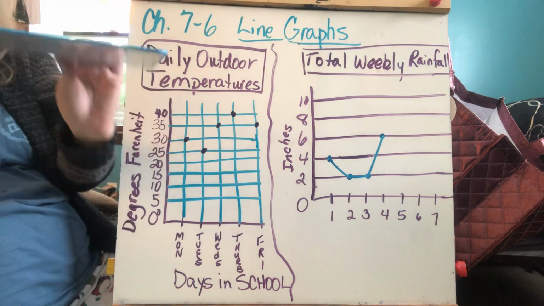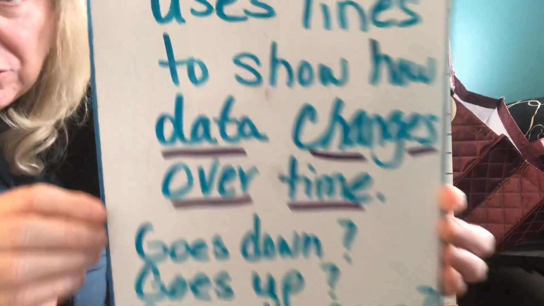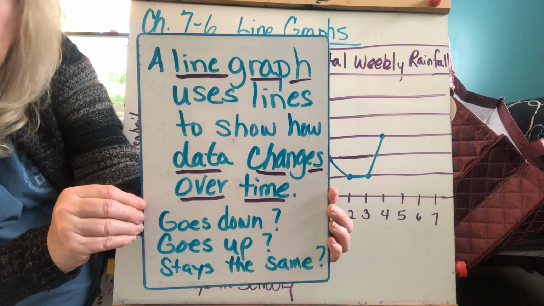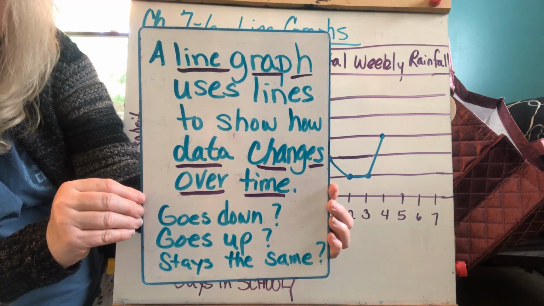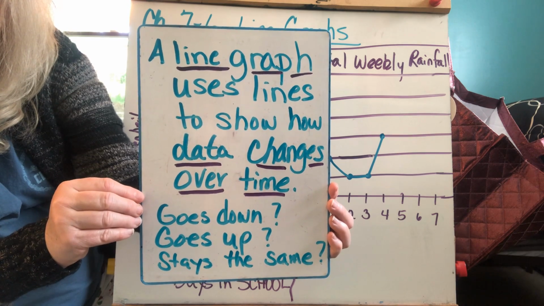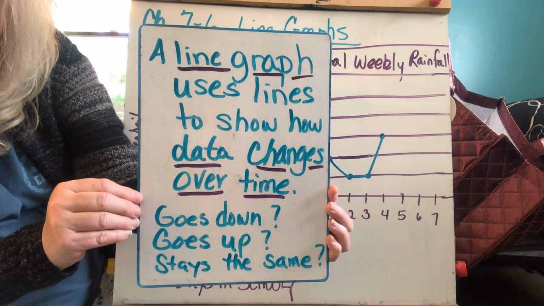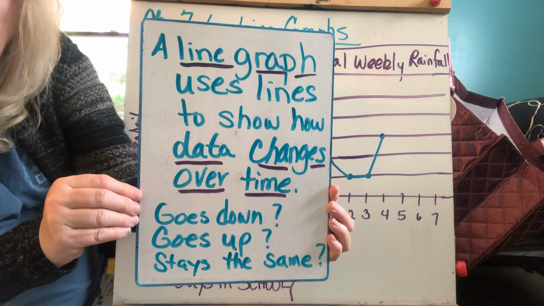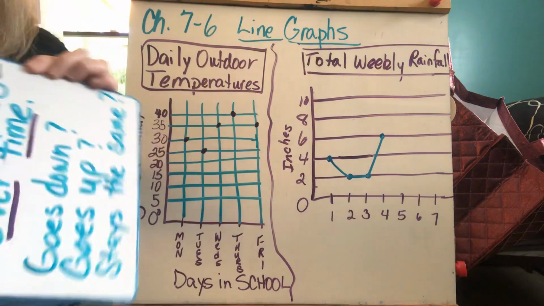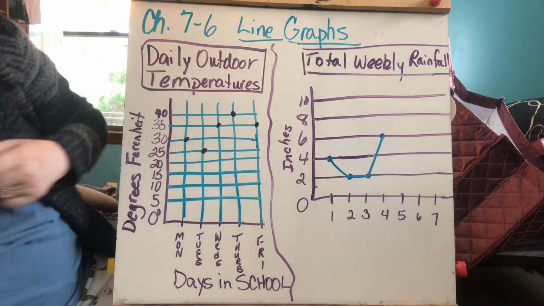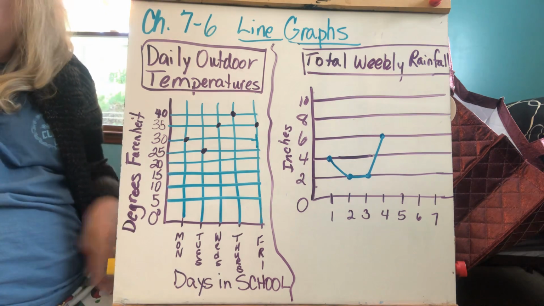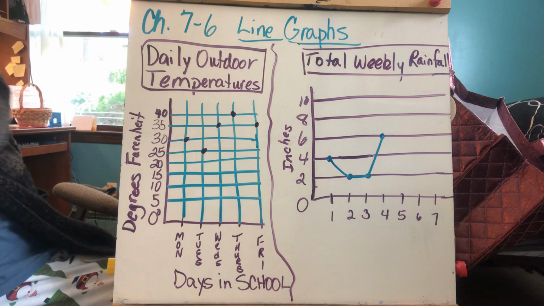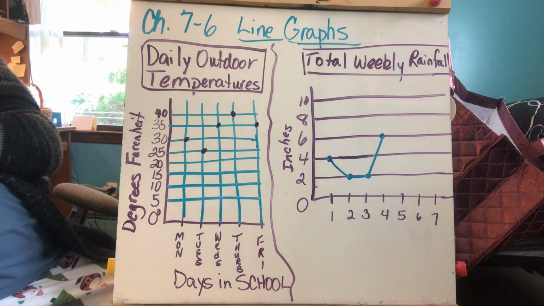Then you're going to pause the video if you need to, and you're going to copy this definition. A line graph uses lines to show how data changes over time. So pause it, copy it, and then restart it. Okay, now that you've done that, you may also want to have your textbook open to page 237, and we're going to talk about our line graph.